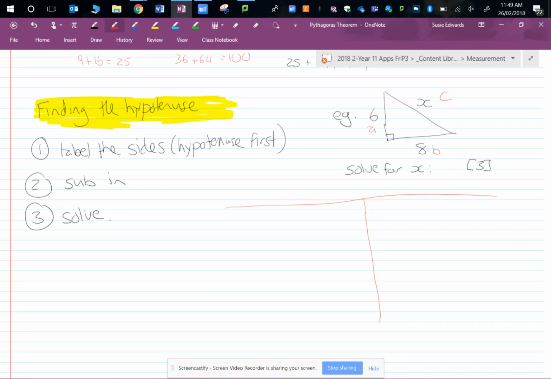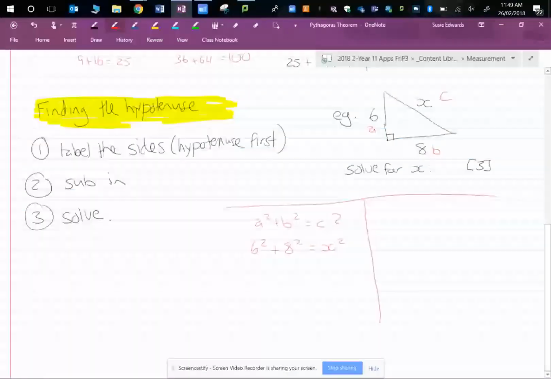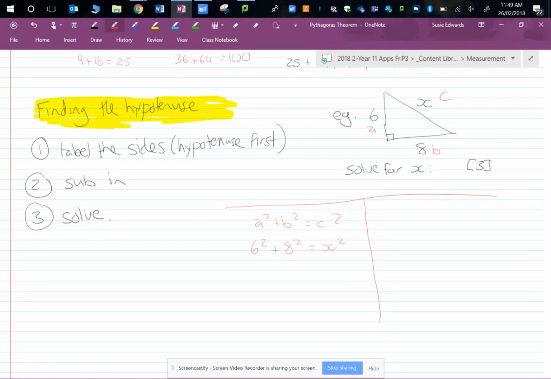So the first way is I write my formula, a squared plus b squared equals c squared, and then I sub them in. So a is 6 squared plus 8 squared equals x squared. Now, be careful there, because if you leave it as c, and you end up writing your answer as C equals 10, you're actually going to lose marks because the question's asking you for X equals. So if you sub in the letter at the same time as you sub in the numbers, you're not going to get stuck like that.